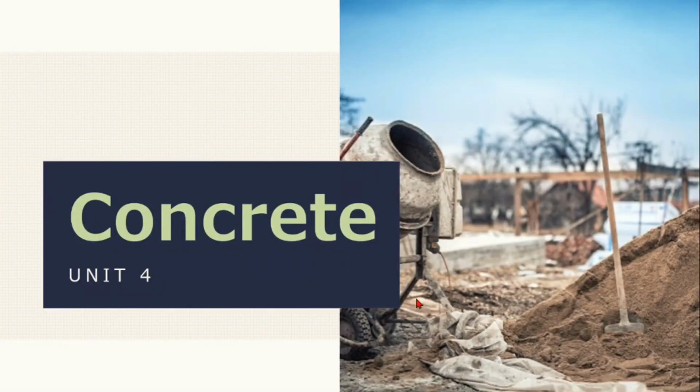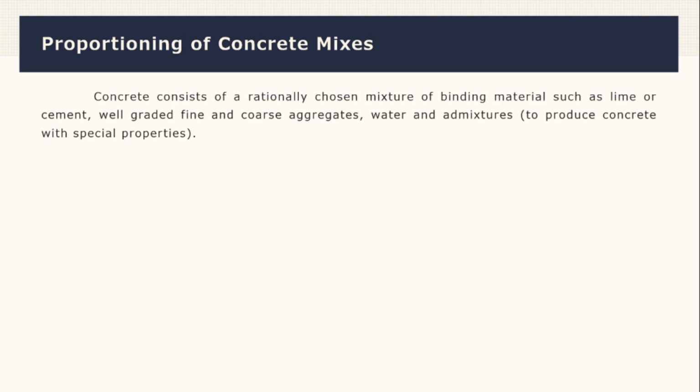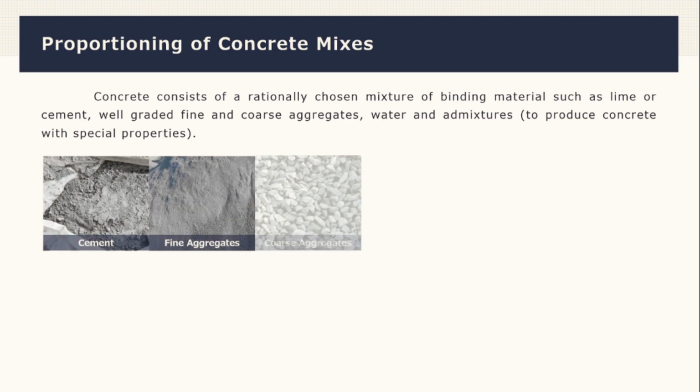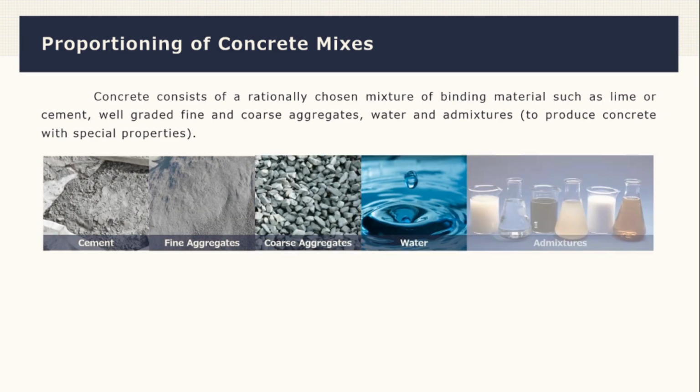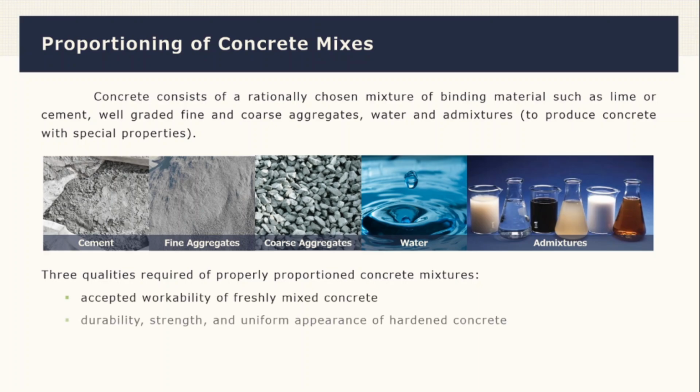Good day, class. For today's video, we will be discussing concrete, especially the proportioning of concrete mixes. But what is concrete? Concrete consists of a rationally chosen mixture of binding material such as lime or cement, well-graded fine aggregates, coarse aggregates, water, and admixture to produce concrete with special properties. And these are the qualities required of a properly proportioned concrete mixture. First is accepted workability of freshly mixed concrete, then durability, strength, and uniform appearance of hardened concrete, and lastly is economy.